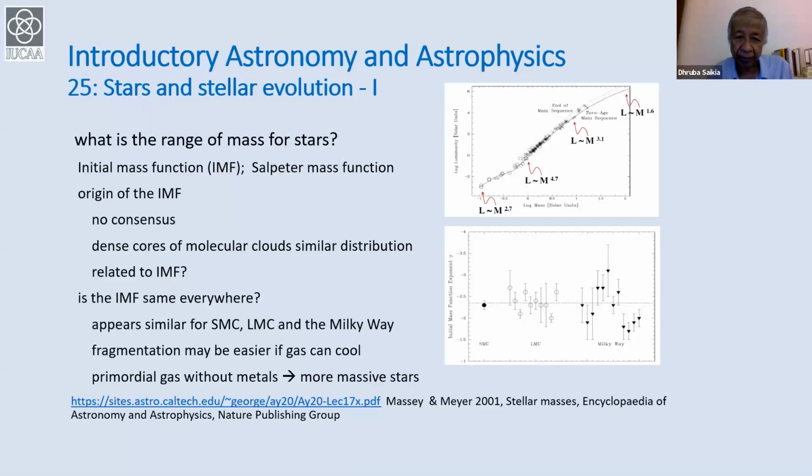The other question is, is the IMF the same everywhere? We have only been able to explore this in some depth in the Magellanic Clouds, which are very close by to us, the small Magellanic Cloud and the large Magellanic Cloud, the SMC and the LMC, and the Milky Way. You can see that there are variations within a sample, within a galaxy as well. But if you take an average value, it is close to the Salpeter value of 2.35. In principle, it should change with cosmic epoch: if stars formed with less metals or no metals at all, then you would form more massive stars, as we mentioned a little while earlier.